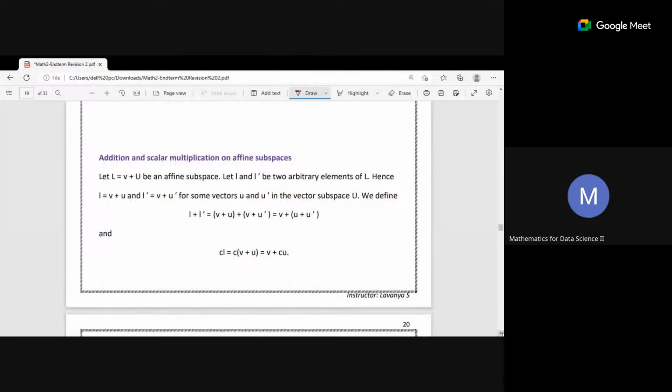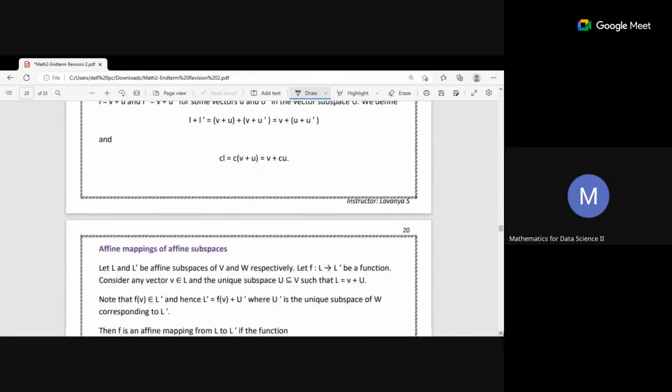So addition and scalar multiplication, how do we do it in affine spaces? Suppose you are having two vectors in this affine set L. Then L plus L dash, you don't do anything to this V. V will be fixed here for addition and scalar multiplication. Remember, the vector V is fixed. Because you already know that addition and scalar multiplication are already defined only for subspaces. So we are going to do the addition and scalar multiplication only for the elements from the subspace. We are not going to disturb this V at all.